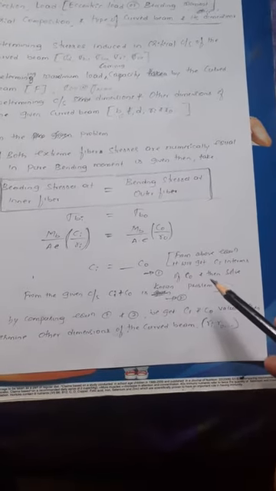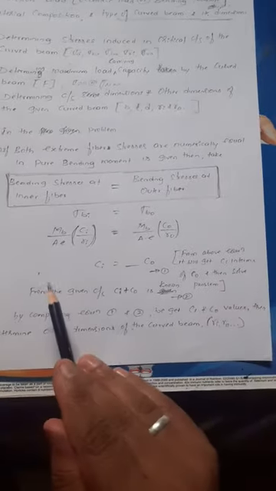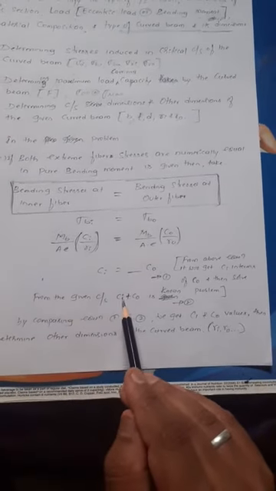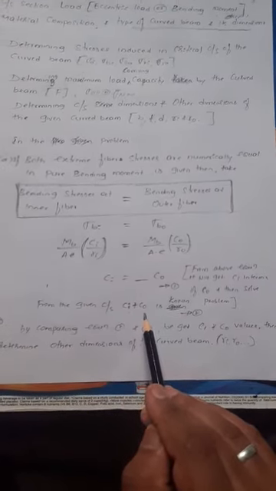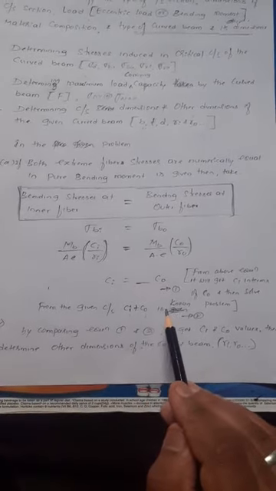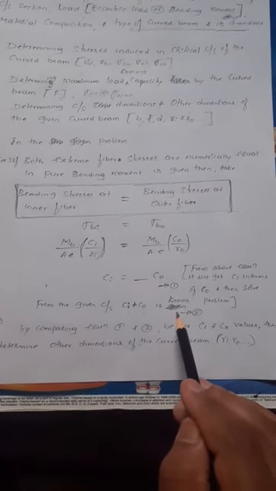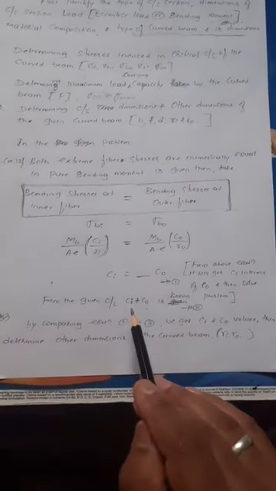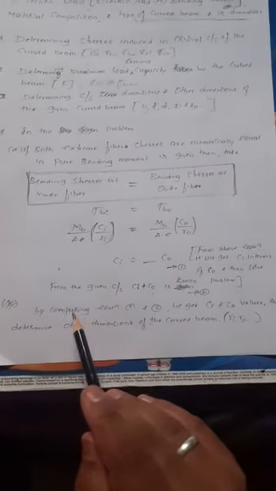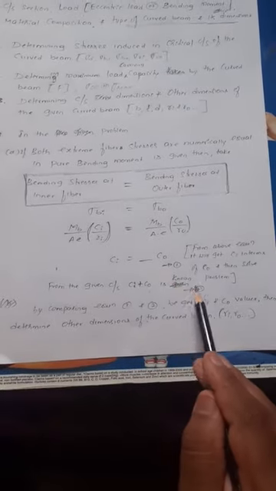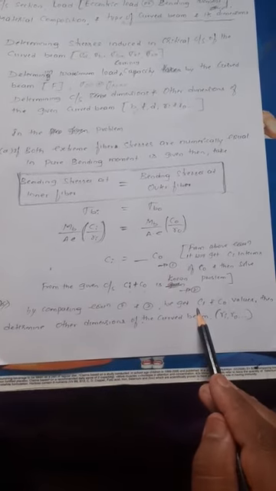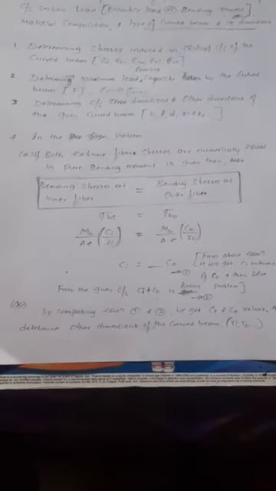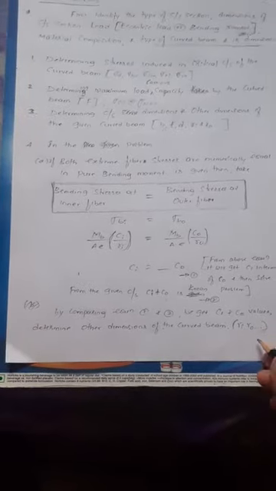Then solve the problem. How do we solve this one? From the given data, ci plus c naught is known in the problem, or you can take this value from the cross section. Now by comparing equations 1 and 2, we will get the ci and c naught values. Then determine the other dimensions of the curved beam, ri and r naught.